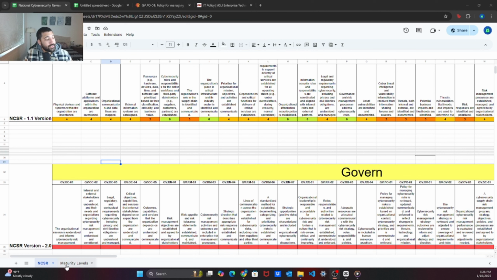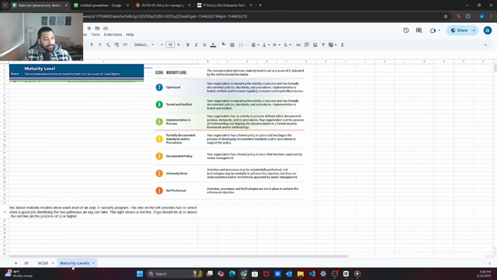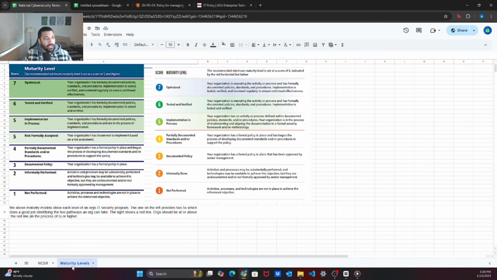And then also down here it says maturity levels. I need to break down the maturity levels real quick for you guys. I have been getting some comments about the maturity levels and what they mean. So let me just break down the maturity levels and essentially what they mean real quick before we get started onto the practical project itself.